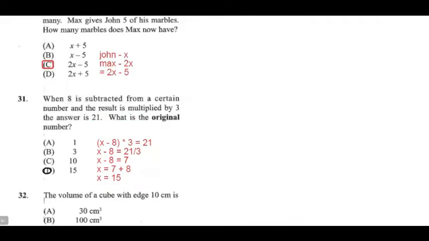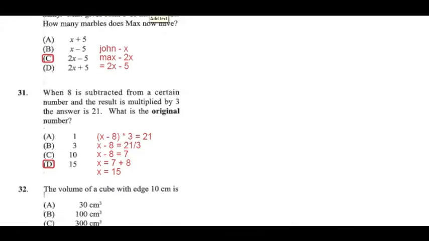And you can check if this is correct. You can just say 15 minus 8. So you're putting it back in the original equation, so it is 15 minus 8 to give us 7, and 3 times 7 is 21, and that is how we know that our answer is indeed 15.